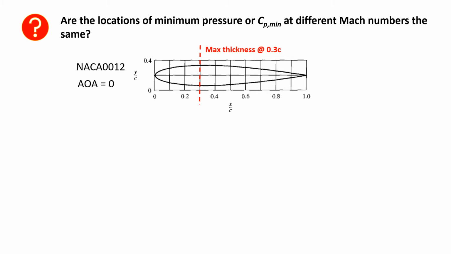Okay, so now let's demonstrate through an example of a NACA 0012 airfoil. The angle of attack is 0. And we know for the NACA 0012 airfoil, the maximum thickness is at 30% of the chord. So let me ask, where do you expect the minimum pressure to appear? Is it upstream, downstream, or exactly at the maximum thickness? And the answer is it doesn't overlap with the maximum thickness point, but is slightly upstream.